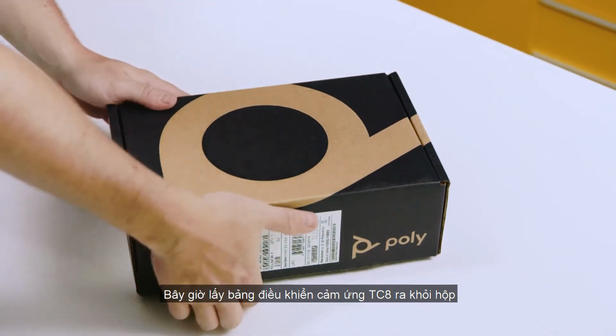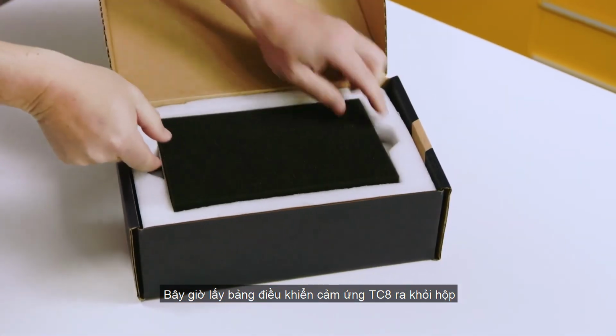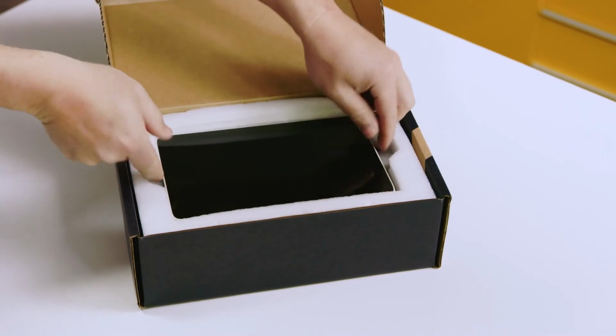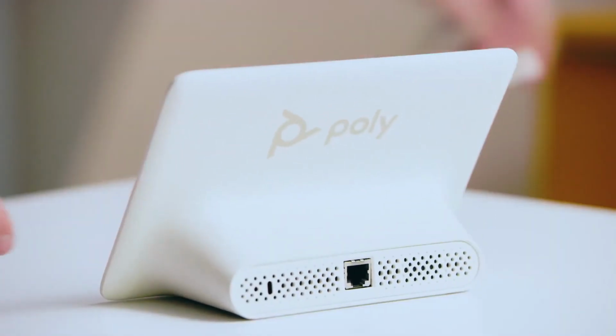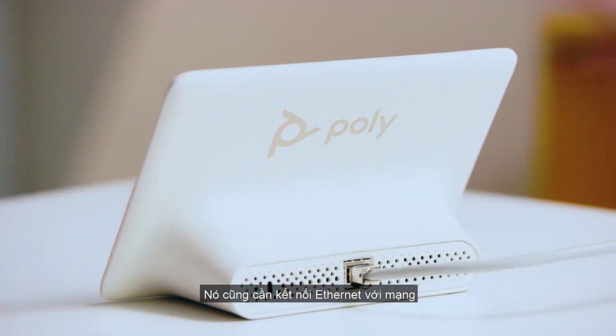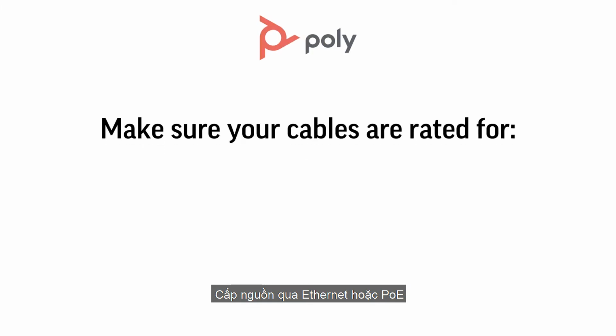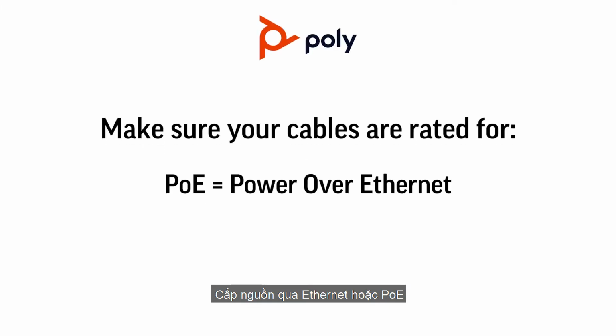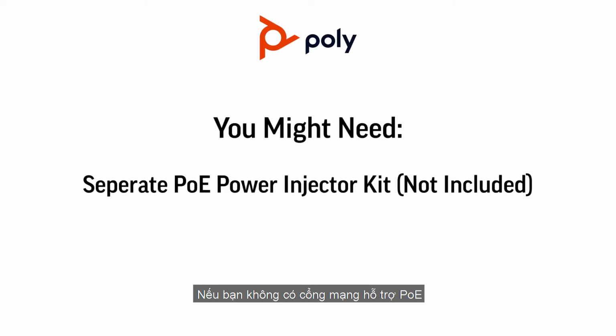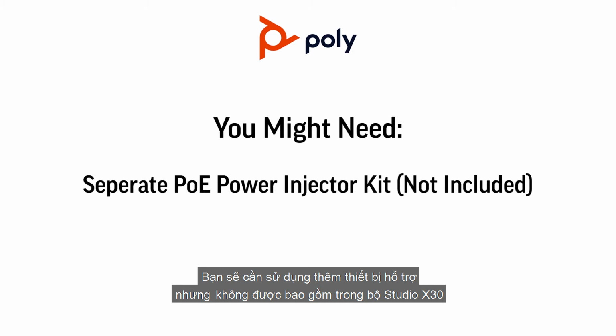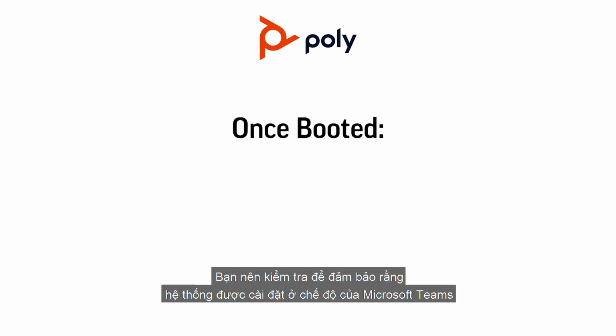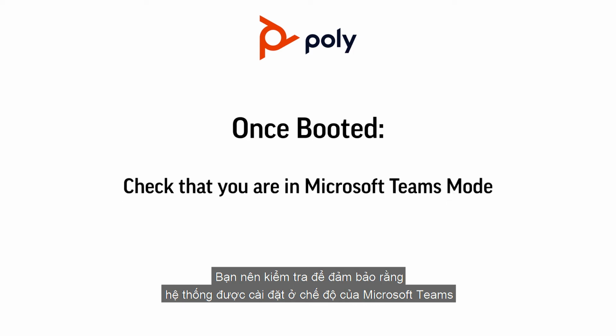Now, take the TC8 touch controller from its box. It will also need an Ethernet connection to your network, and it needs to be Power over Ethernet, or PoE, enabled. If you don't have a PoE-enabled network port, you'll need to use a separate power injector kit, which is not included.